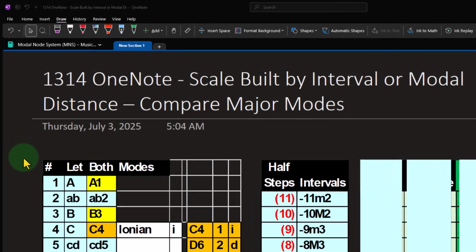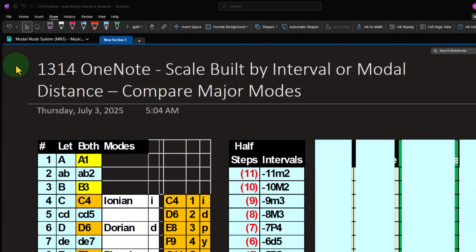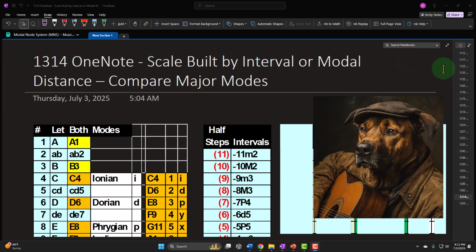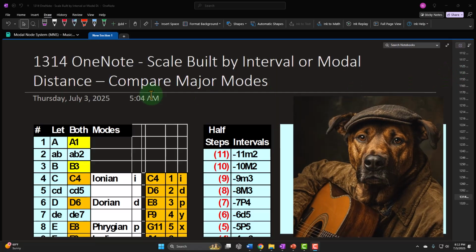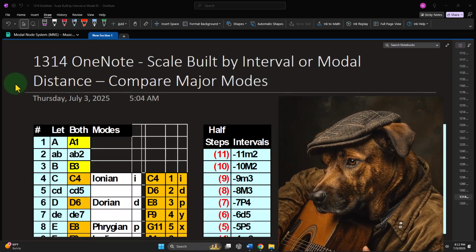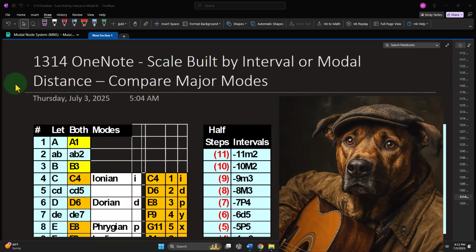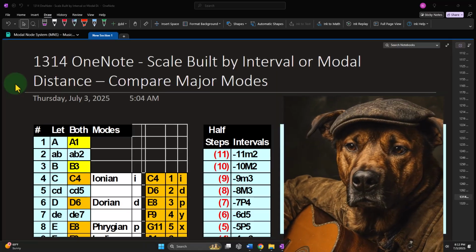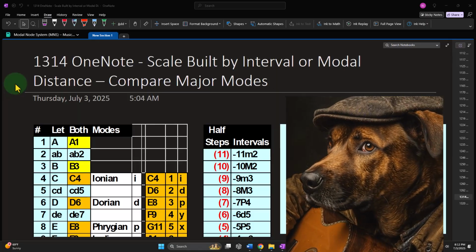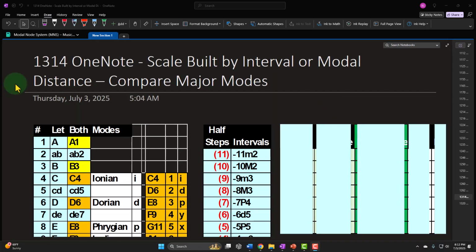You're not required to, but if you have access to it and would like to follow along, we're currently in the OneNote file of Modal Node System, MNS Presentation 1314, OneNote, scales built by interval or modal distance, comparing the major modes. We have our list of presentations, which we plan on adding plenty more to shortly. Also noting that within this OneNote presentation, we're going to spend all of our time on the music theory side of things, but in a similarly numbered and named presentation, we actually build these tables in Excel, practicing our Excel music and table visualization skills all at the same time.